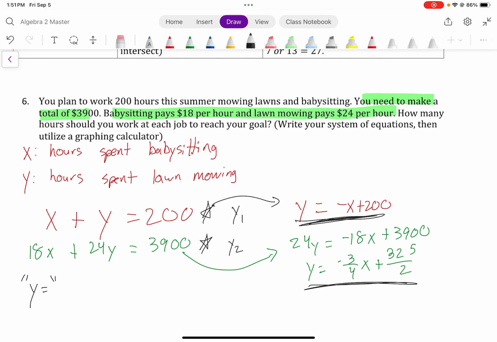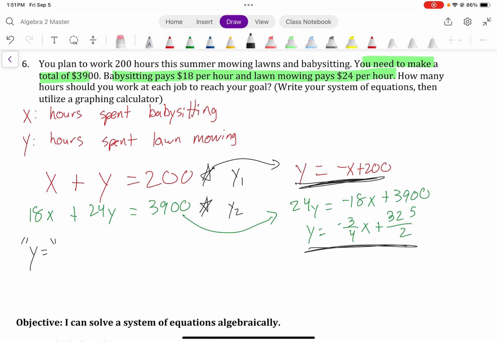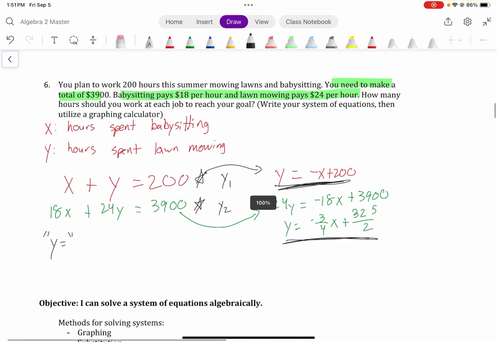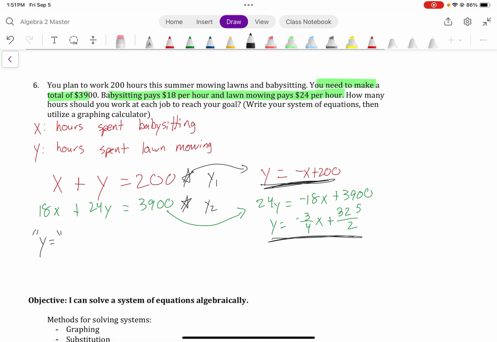Then if I hit graph, I'm not going to see anything. I'm not going to see anything because my window defaults to a much smaller setting. It basically defaults to our normal negative 10 to positive 10 setting. So I'm going to hit zoom, and then you have multiple options. The one that I'm going to do is zoom 0.